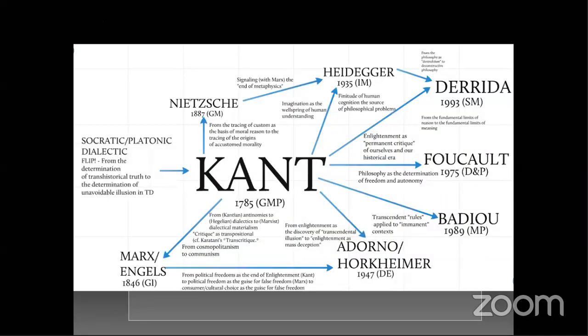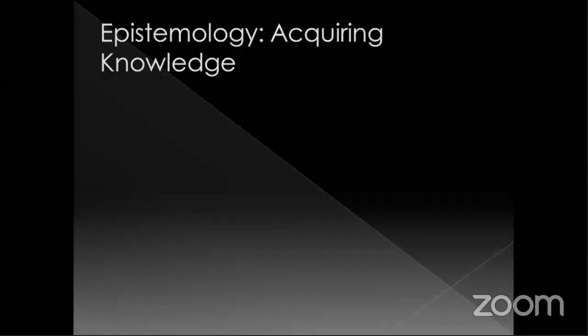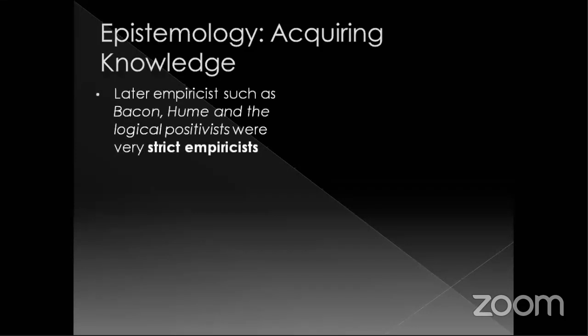The huge, unprecedented influence of Kant is here. I'm not going to explain all this. Here you have Marx, Engels, Adorno, Horkheimer, Badiou, Foucault, Derrida, Heidegger, Nietzsche, Socrates, Plato, and from Socrates and Plato, dialectic. Kant appeared. Oh, he gave rise to so many philosophical trends.